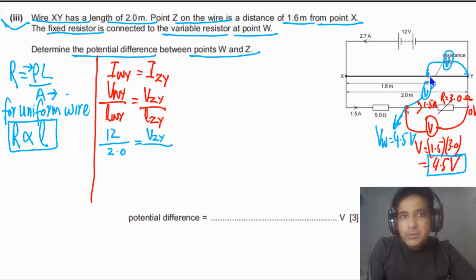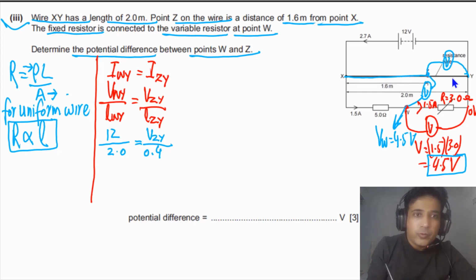And the length of this part we have, that is equal to 2 minus 1.6. So we have, this is 0.4, because point Z on the wire is a distance of 1.6 from point X. Mean this distance is equal to 1.6 meters. So this distance will be 0.4 meters.